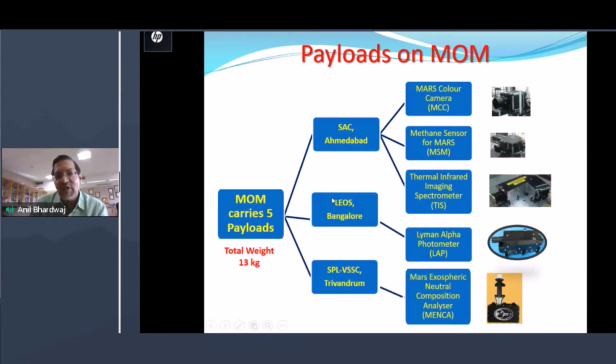The Laboratory for Electro-Optics in Bangalore has developed the laminar flow spectrometer. And the Space Research Laboratory at Vikram Sarabhai Space Center in Trivandrum has developed the MANCA experiment, which is called Mars Exospheric Neutral Combustion Analyzer. And this is a time when I was the PI and I was in Trivandrum in BSS.